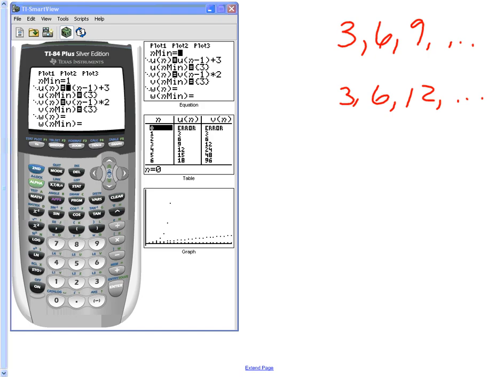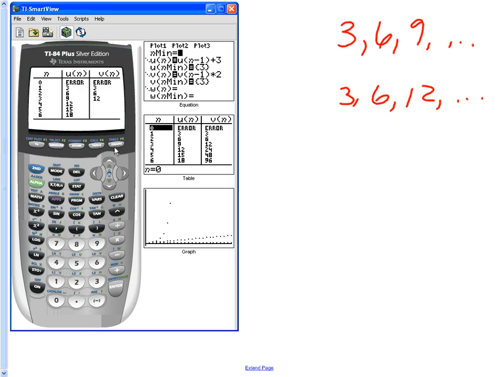Okay, here's how it should have looked. You got U sub n minus 1 plus 3. It starts with 3. And then the next line says V sub n minus 1 times 2. And it starts with a 3. And then if you did it all right, then when you hit go to table, and you look for the U sub 1 as my first term. So if I want the 10th term, it's simple. It's just U sub 10.